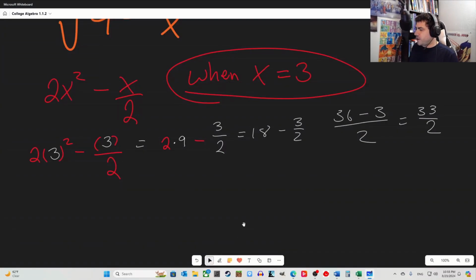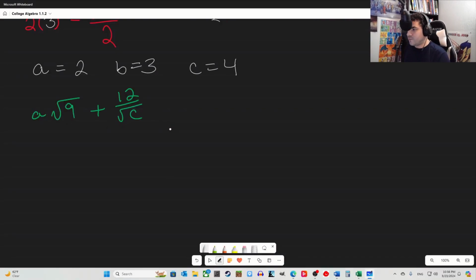Let's get a little creative. Let's go with a fun looking problem. I'm going to think one up. Okay, so I got one fun looking problem here, but I have stipulations. A equals 2, B equals 3, and C equals 4. Now, we have an equation here. A times the square root of 9 plus 12 divided by the square root of C.